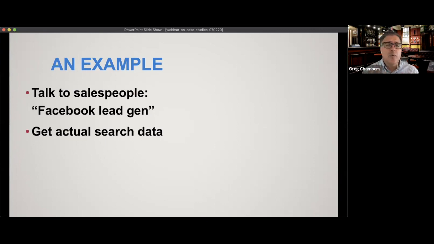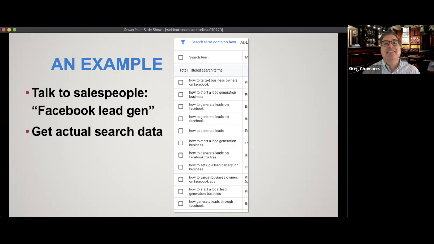For us, we build Google ad campaigns to get actual search data. We brainstorm internally and look for search terms around Facebook lead generation. Inside there, you can look for these how and what terms. This is from campaigns that we've done, and you can see, like, how to target business owners on Facebook. These are the questions people have. If you're asking how or what, like how something is done or what do people do, you're nowhere near buying.